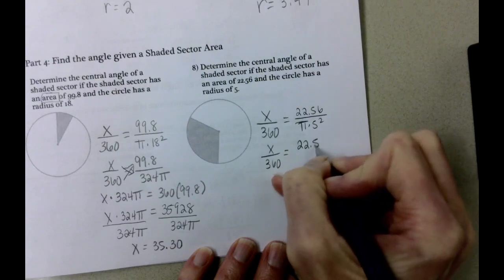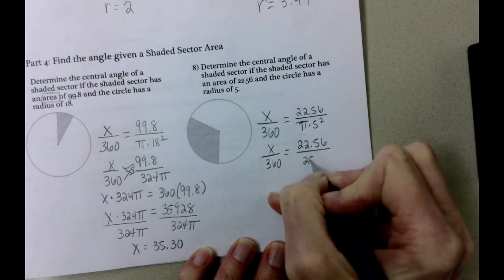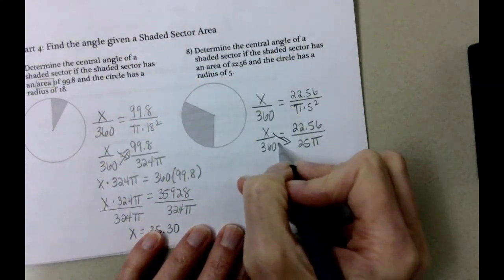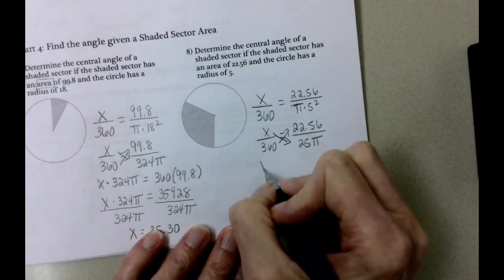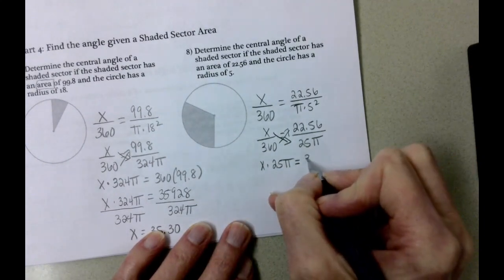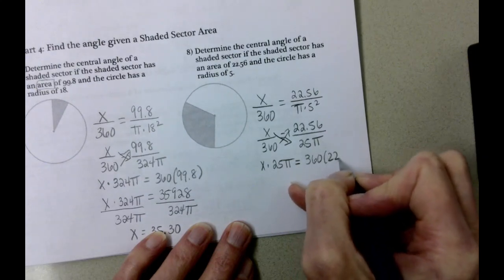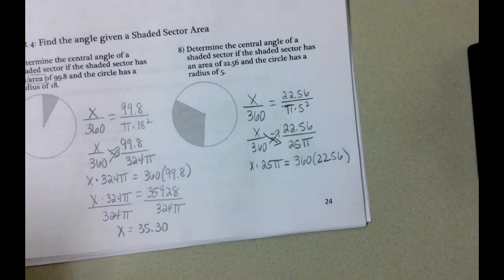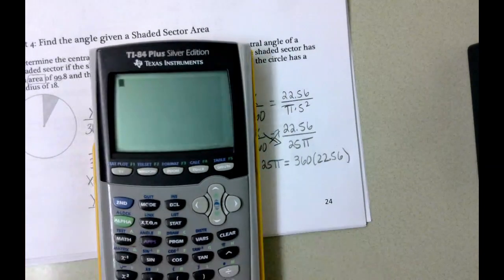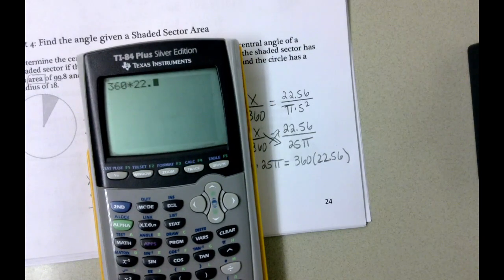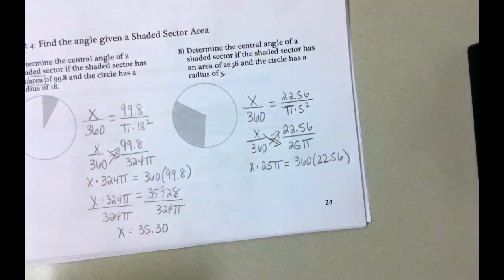5 squared is 25, so this is 25 times pi. And we're going to cross multiply. So we get x times 25 pi equals 360 times 22.56. We can type that in: 360 times 22.56, and we get 8,121.6.